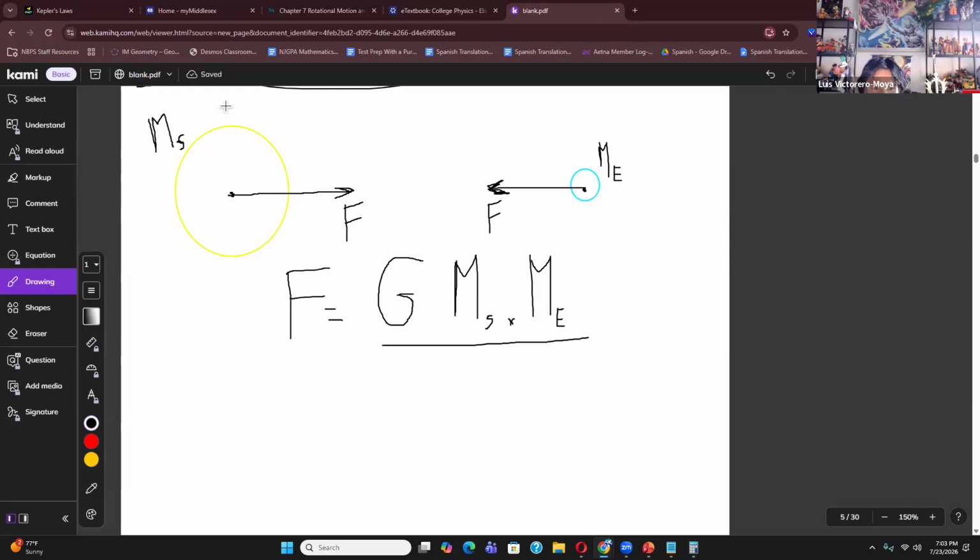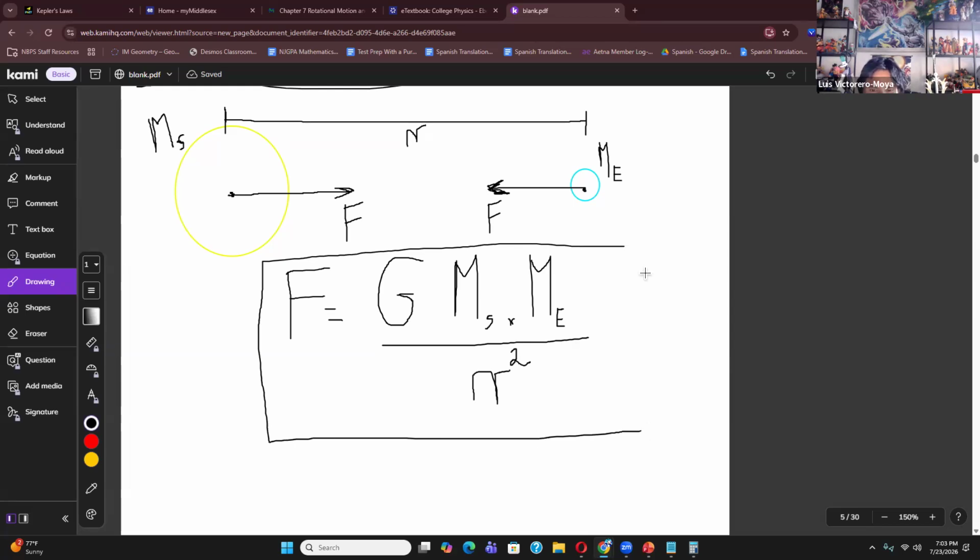Just so you know, guys, on average, the distance between the earth and the sun is about 150 million kilometers. 1 AU, 1 astronomical unit. Now, the earth is in free fall towards the sun.